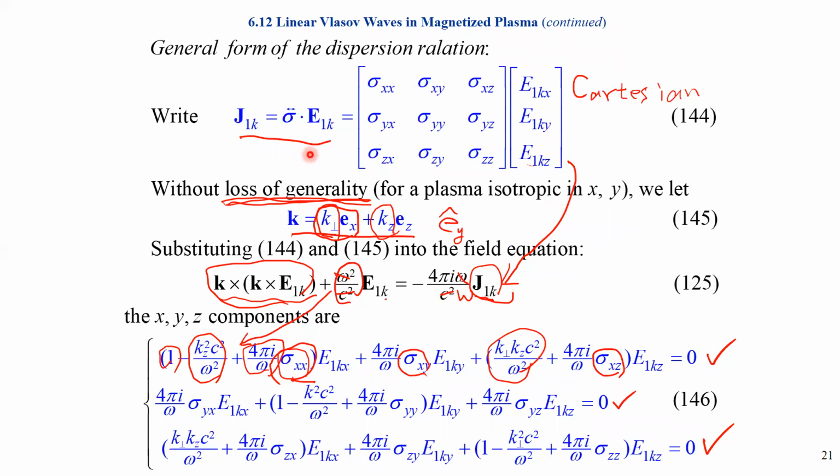So next page shows that J1K is related to here. But J can also be obtained from the distribution function, from velocity equations. So J can calculate. So here we have a simple relation using equation 125 and substitute dispersion, the relation between J and E. So we can rewrite this equation into this form. That's equation 146.